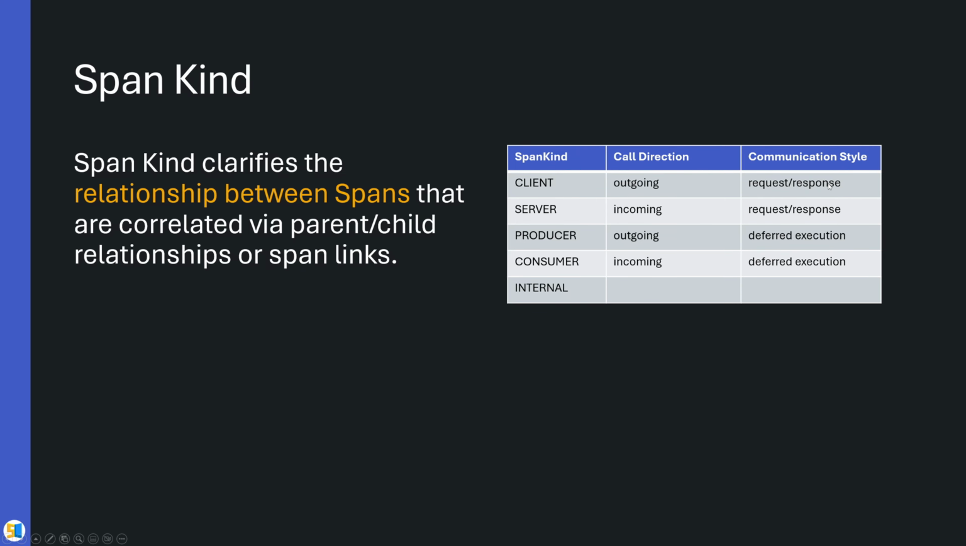And then the span that receives the request from the client should have the server kind. But if the communication style is deferred execution, like PubSub, right? The publisher should have span kind of producer, and the consumer should have span kind of consumer. So these are the attributes of span kind.